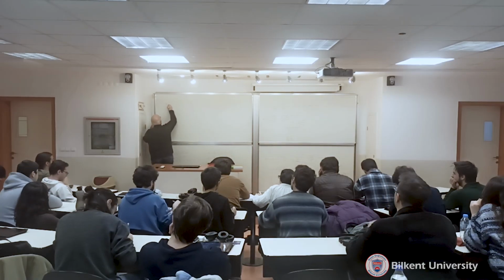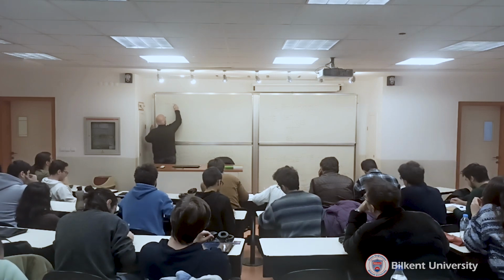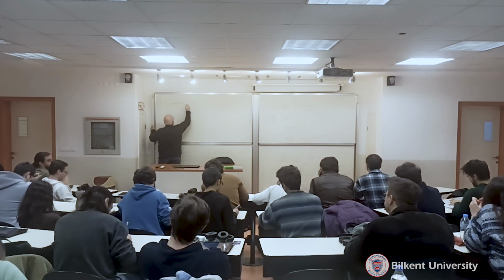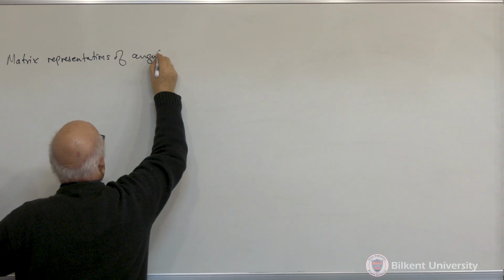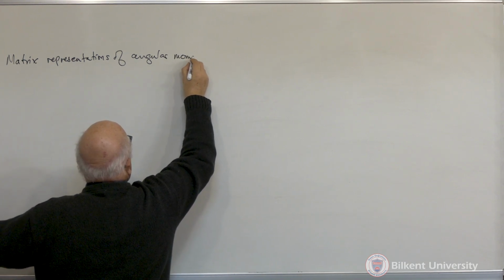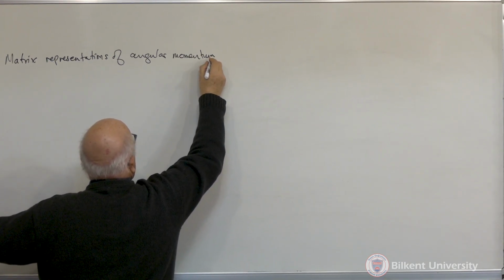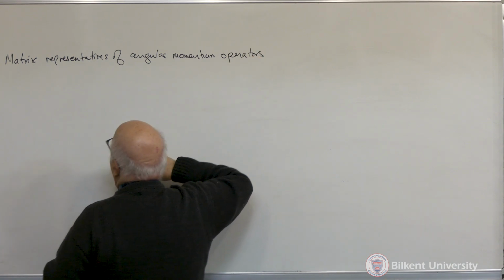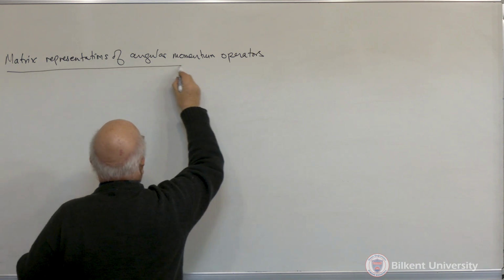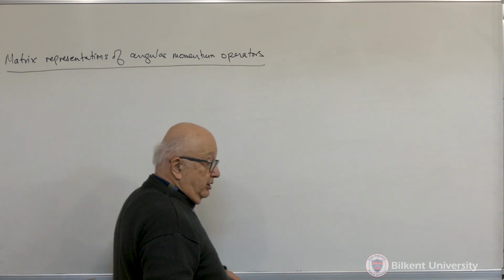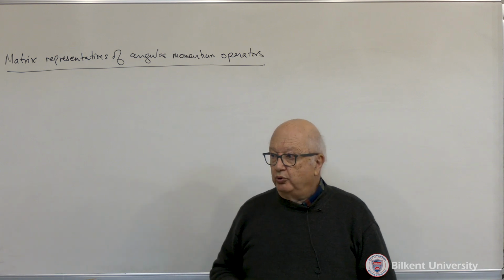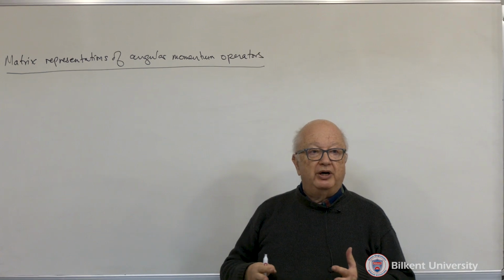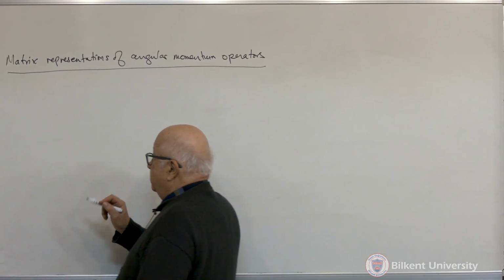Okay, matrix representations of angular momentum operators. Okay, so we'll look at that. So what does this mean? I'll use the basis associated with L squared and Lz. Okay, so let me put that down also.